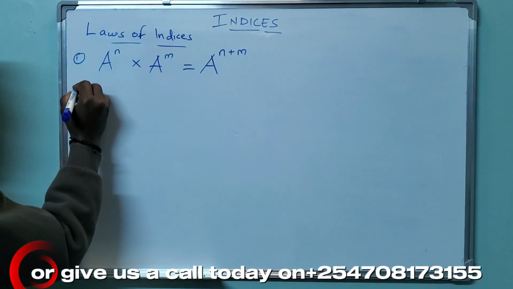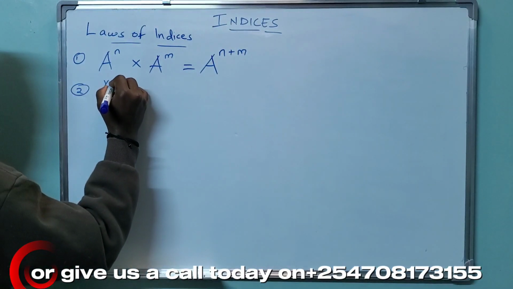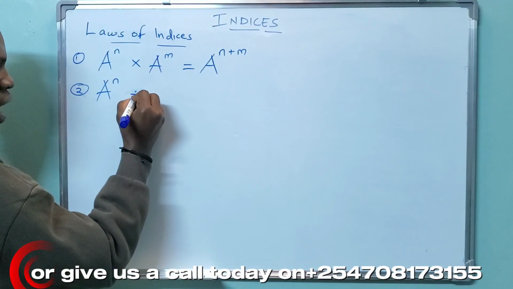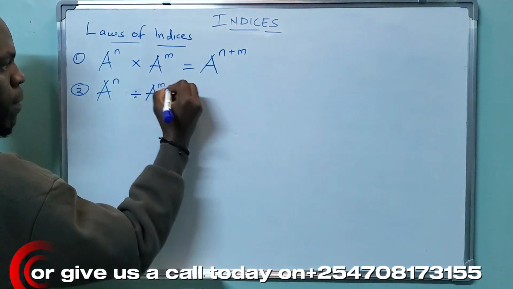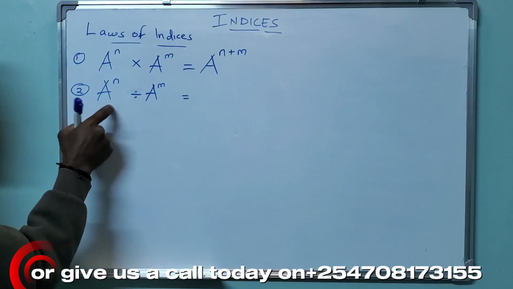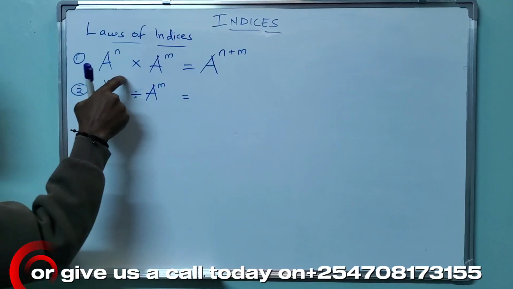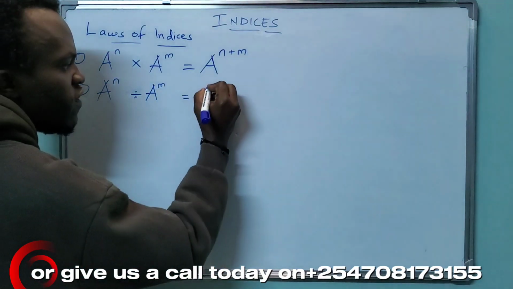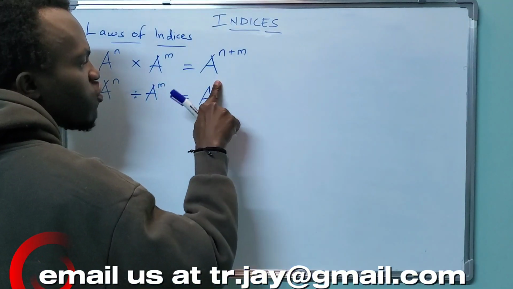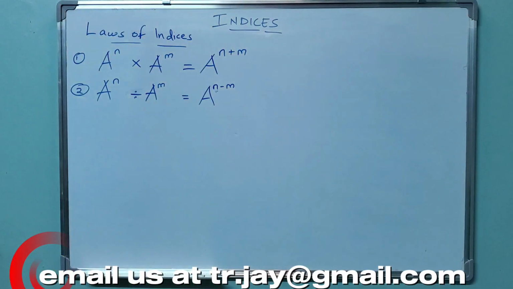The second law of indices states that still the bases have to be the same, which is a raised to power n divided by a raised to power m. This is the same as, because these two same bases but different powers have been combined with the division sign, we have a common base, which is a. Then the powers are combined with subtraction. So I'm going to have n minus m. That is the second law of indices.